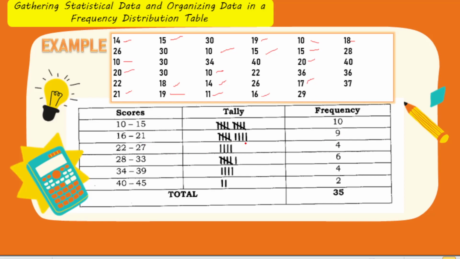Then, for 22 to 27, we have 4. 28 to 33, we have 6. 34 to 39, we have 4. And 40 to 45, we have 2. Then, to add them and get the total, our last step is to total the frequencies. So, we have a total of 35. So, that is what we do in the lesson on gathering statistical data and organizing data in a frequency distribution table. Thank you and God bless.